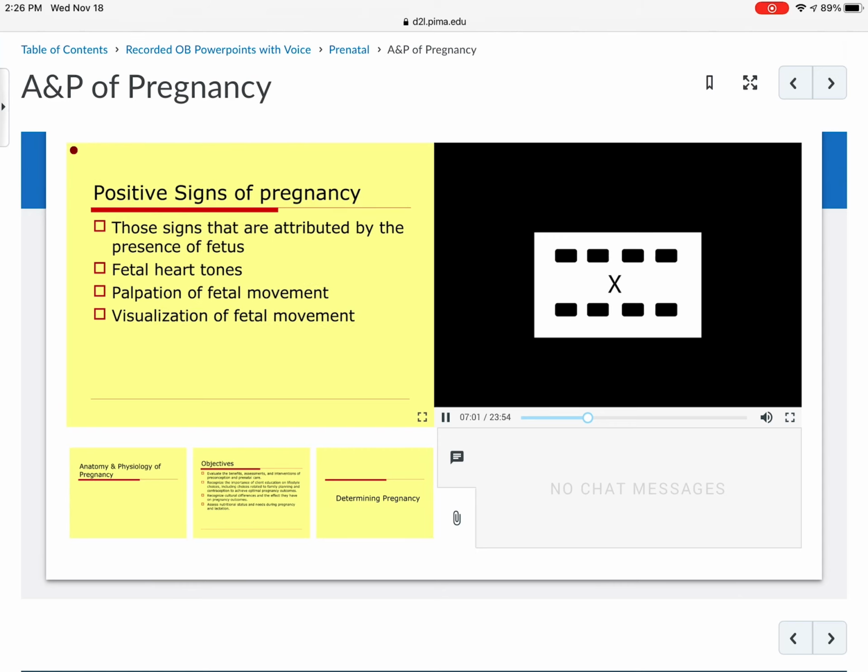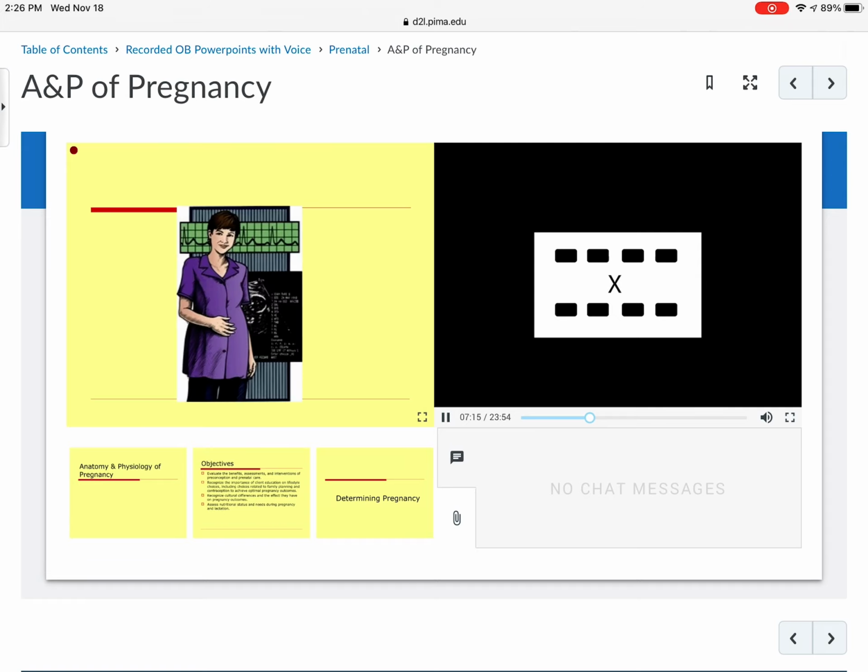The positive signs are those attributed to the presence of the fetus, which include, well, if you get fetal heart tones, if you feel the baby moving, or you can actually see the baby moving on ultrasound, those are positive signs of pregnancy. So just become familiar with the presumptive, probable, and positive signs of pregnancy. Presumptive is changes felt by the woman. Probable, those that are observed by the examiner, and the positive are, well, there is a baby in there. I see it, or I can feel it, or hear it.